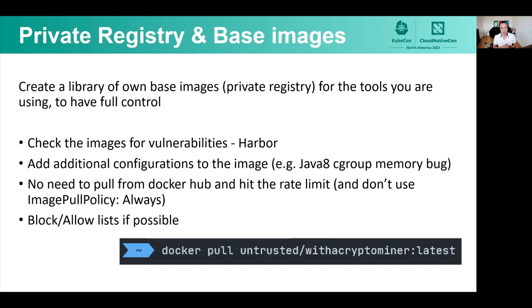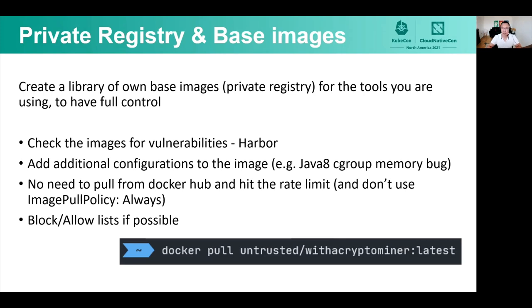And if possible, use block and allow lists for your developers. You don't want to have something like this in the screenshot below, a Docker pull from some untrusted sources, perhaps with a crypto miner in it. I've seen people using images like Alpine curl from really untrusted or unknown sources. Why not just build your own Alpine image with curl included if needed, right?